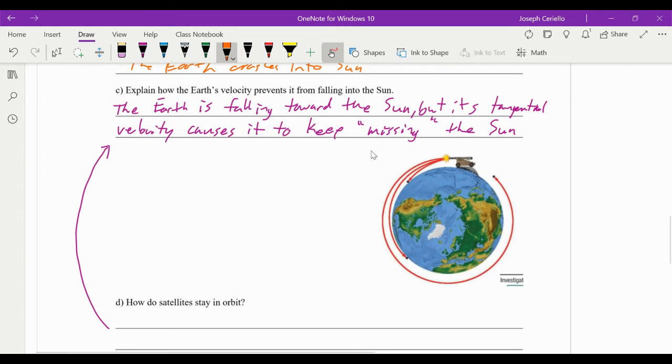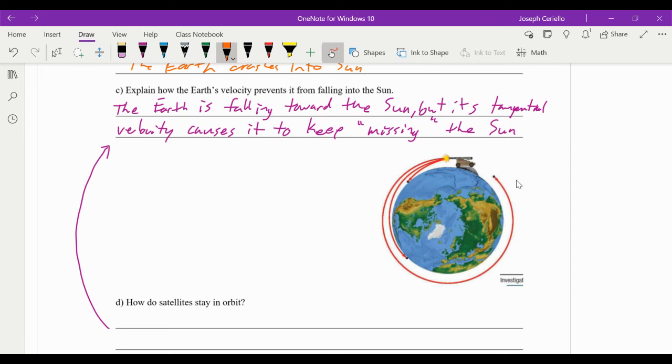So explain how the Earth's velocity prevents it from falling into the sun. So the Earth is falling toward the sun, but its tangential velocity causes it to keep missing the sun. So as the Earth is falling towards the sun, since it's traveling tangent to its orbit, it's also kind of missing the sun, if you will.